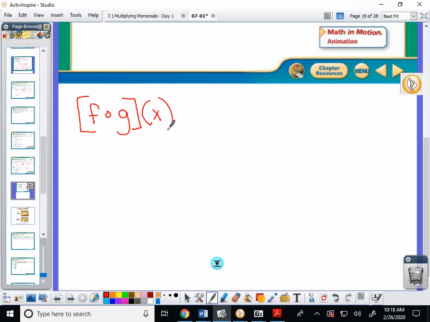This I would read as f composite g, not fog. Don't say fog. That circle right there means composite. It simply means I'm going to take my g function and put it into the f function. So when you see f composite g written like this, again, it means I'm going to take my g function and put that g function into the f function. You read it backwards.